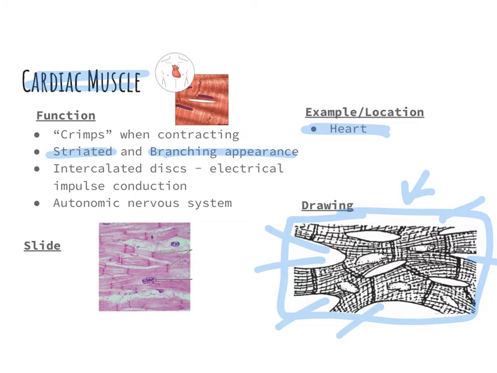So that's one difference. Another difference is the way it contracts. Cardiac muscle crimps when contracting, it doesn't shorten. What I mean by crimping is, I'll try to draw a picture, but it will contract from all different angles as opposed to skeletal muscle, which just shortens lengthwise. Cardiac muscle will crimp and contract in all different directions and kind of squeeze.